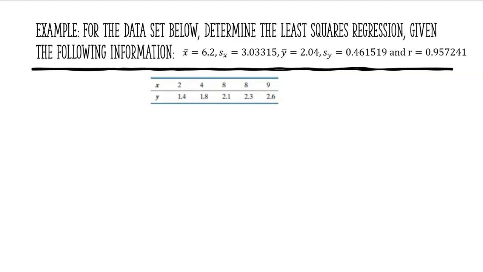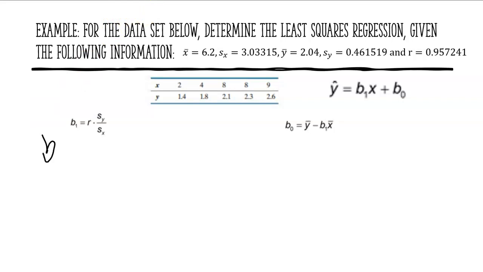So here's an example. For the data set below, determine the least squares regression given the following information. For this problem, it actually gives us the mean and the standard deviation of x, the mean and the standard deviation of y, and it also gives us r, our correlation coefficient. And so what we want to do is find the least squares regression line. Recall this is the formula for the least squares regression line, but you also have a formula for b1 and a formula for b naught. So what we want to do is calculate each of those.